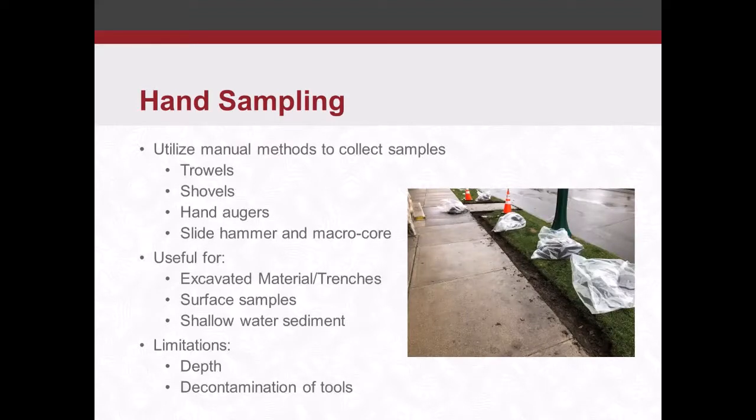Hand sampling, this is as simple as using trowels, shovels, hand auger. Sometimes we'll use a macro core sampler and a slide hammer to drive that macro core sampler into the ground. And these are useful and very efficient for when you're dealing with a surface soil sample or you're trying to get a shallow water sediment sample where you're not going to bring a boat or a barge in to sample. You can just put on some waders, go out there and grab your samples.